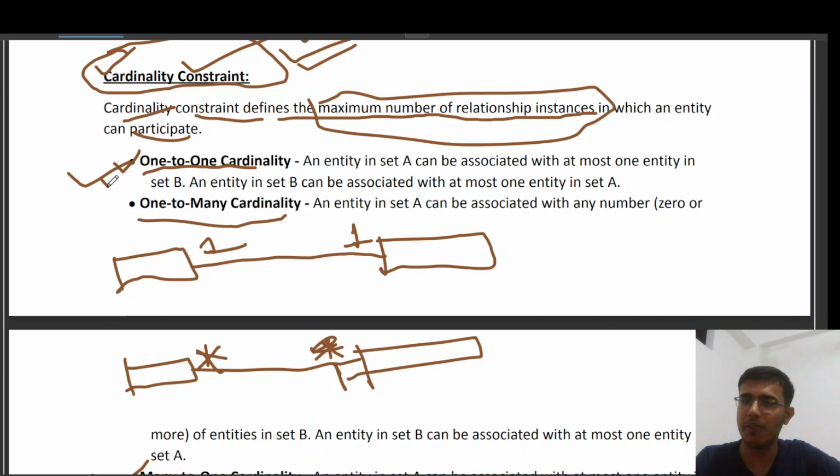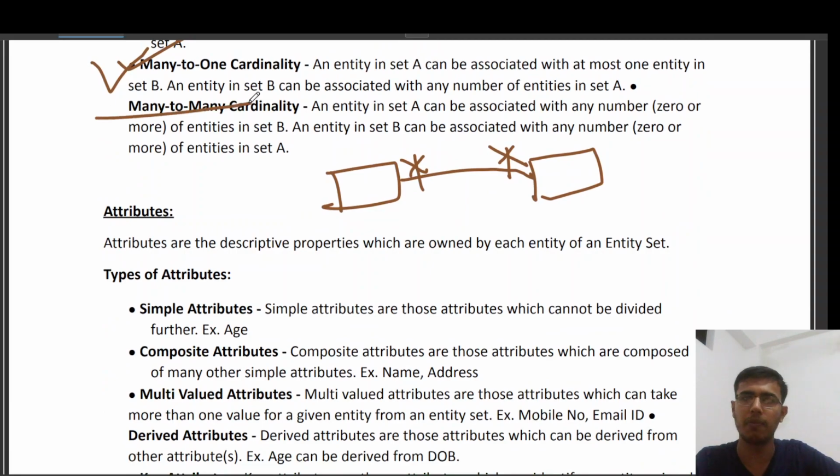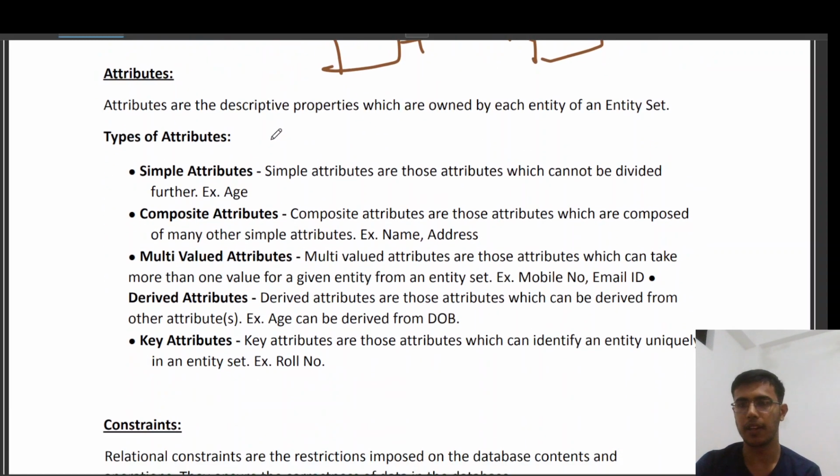Cardinality has several types: one to one, one to many, many to one, and many to many, right? So these are basically the cardinalities.